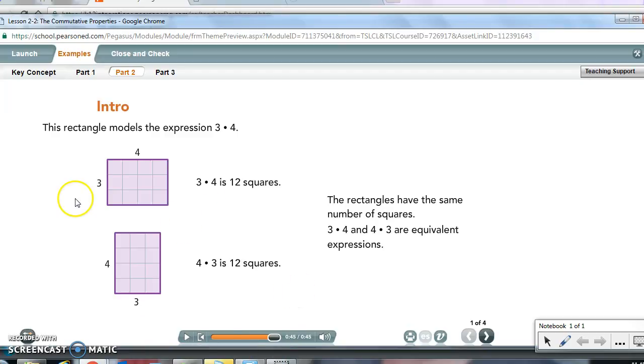So I talked earlier about how commutative reminds me of the word commute, right? My dad would commute to Chicago every day for work. He would drive or he would take the train. So all you're doing is flipping the numbers. You're moving them. So when I think of the word commute, I think of the word move.